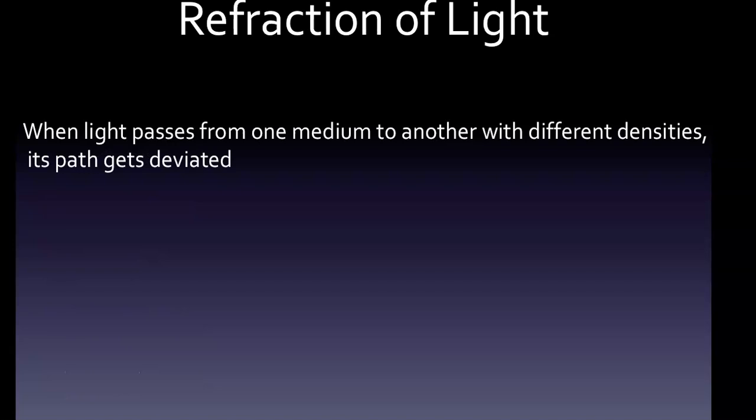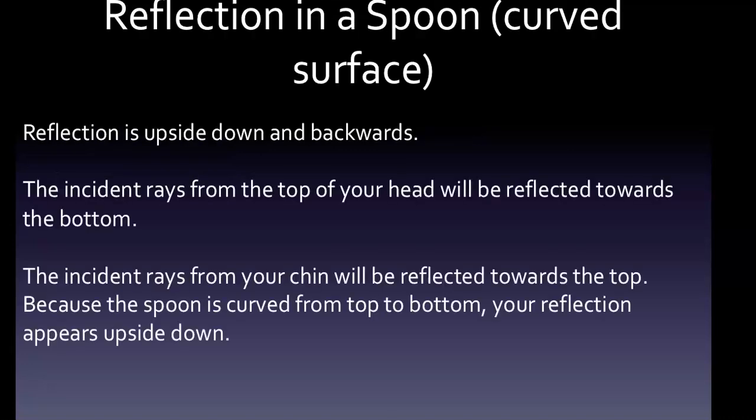Now, a little bit about refraction of light. When light passes from one medium to another with different densities, its path gets deviated. So this is called the refraction of light. Components included in refraction of light are incident ray, refraction ray, normal, and the point of incidence. Okay, and then like this is a common example, your reflection in a spoon or really just any curved surface.